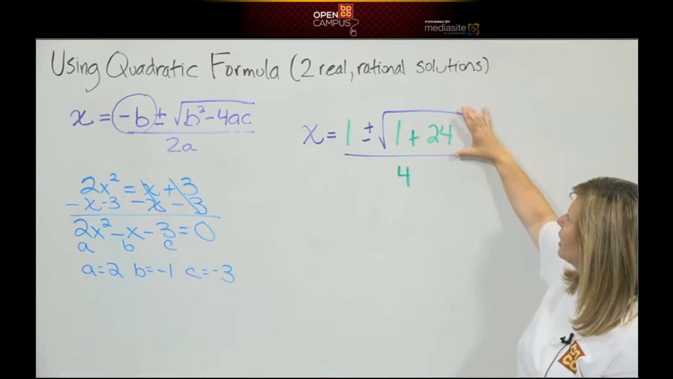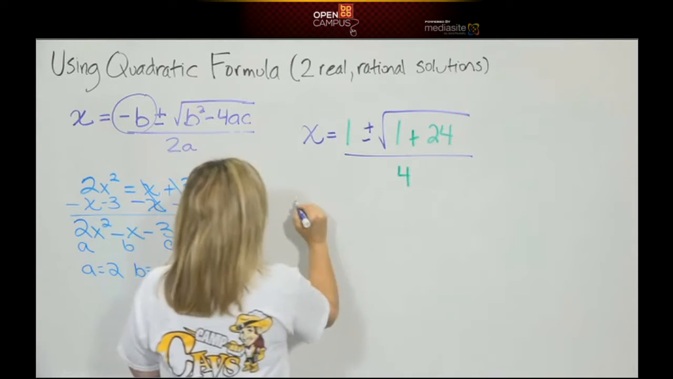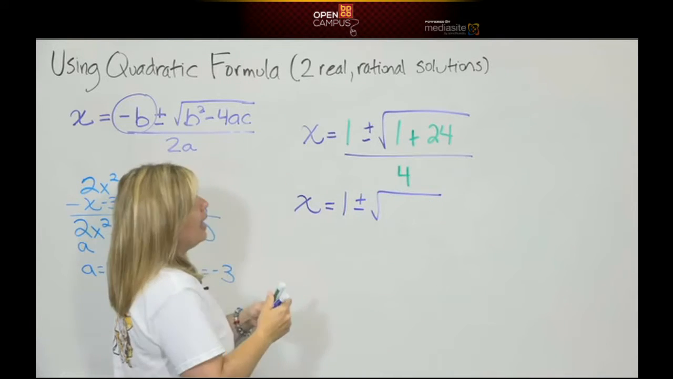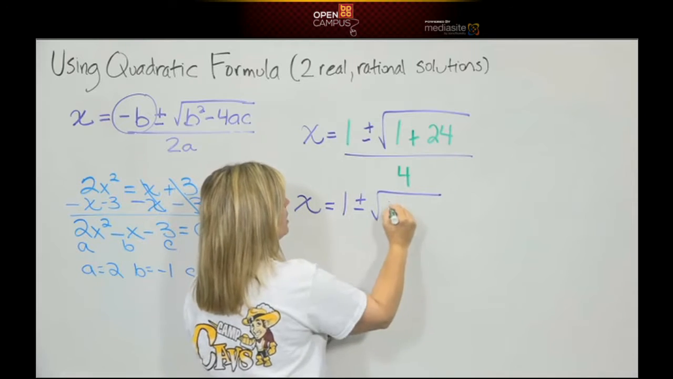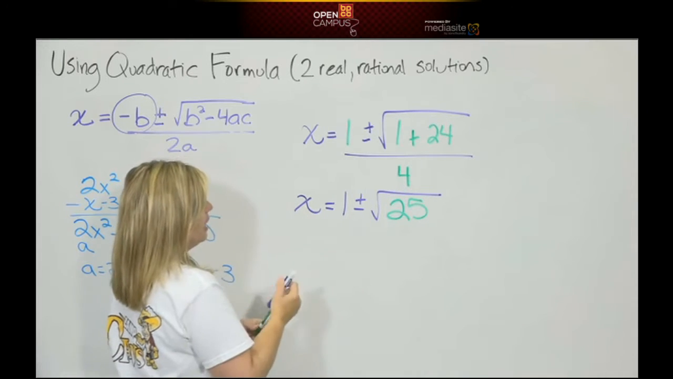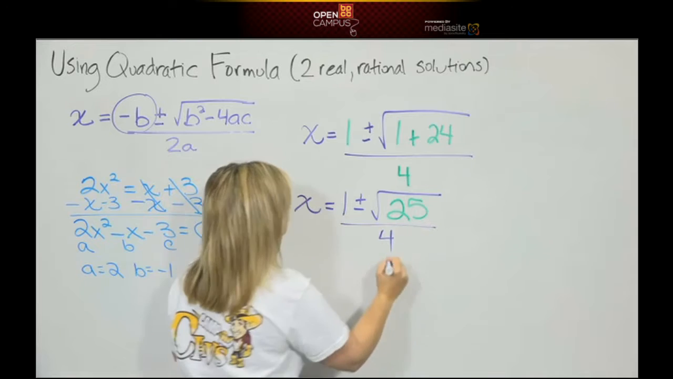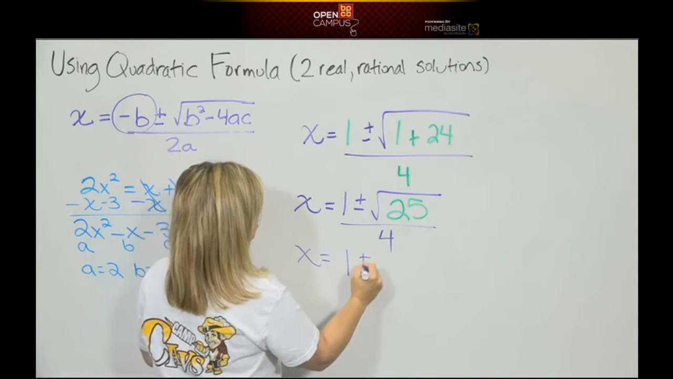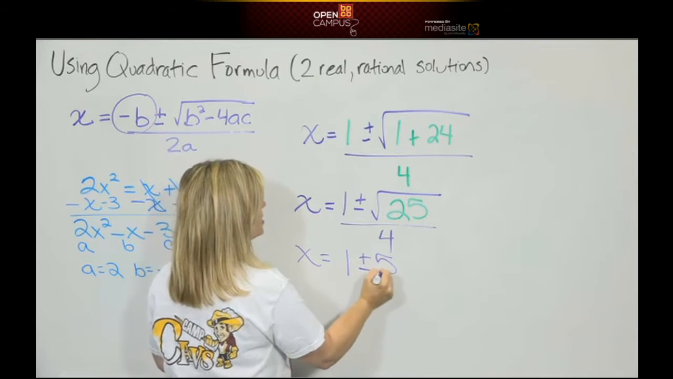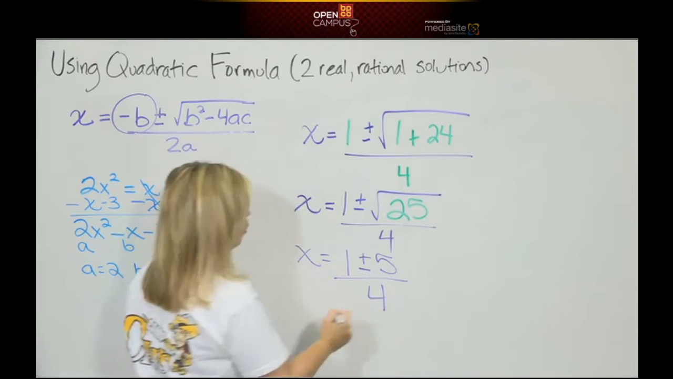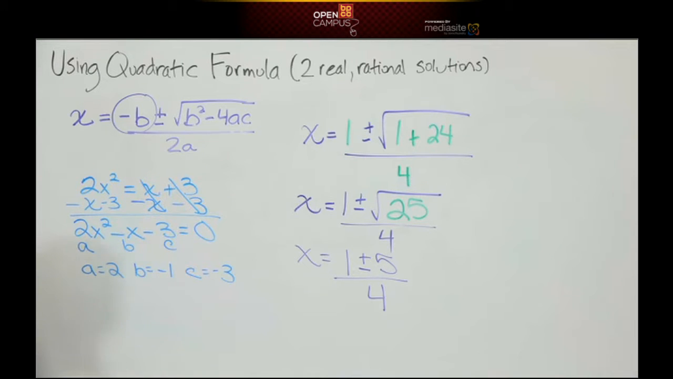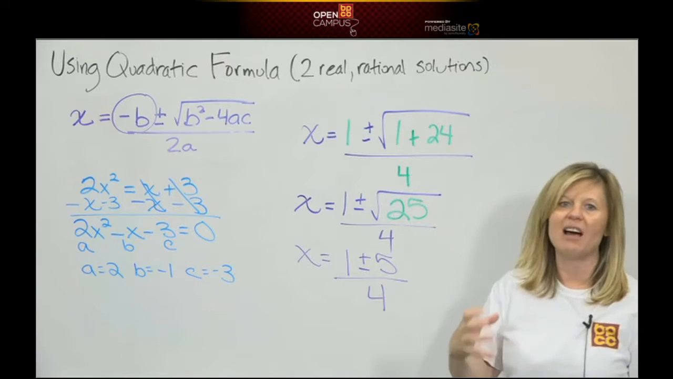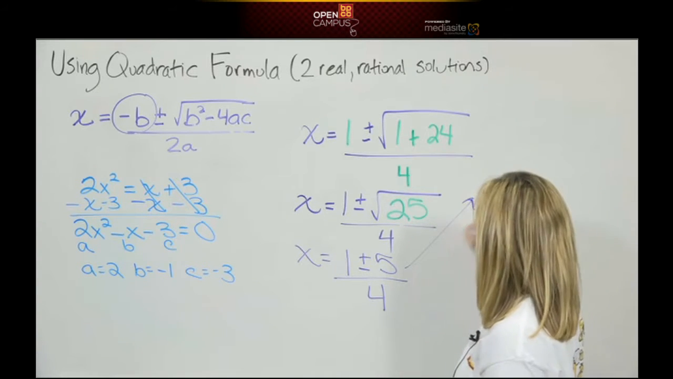Now, we have to calculate starting inside the square root. So we write x equals 1 plus or minus square root, and we know 1 plus 24 is 25, and this is over 4. Then we work the square root. x equals 1 plus or minus the square root of 25, which is 5, over 4. Now, this is where I make my students break this up. You cannot add 5 and subtract 5 at the same time. So we need two expressions here.